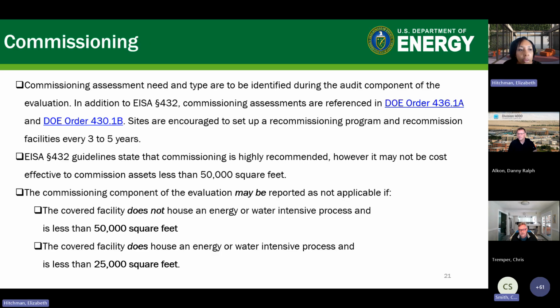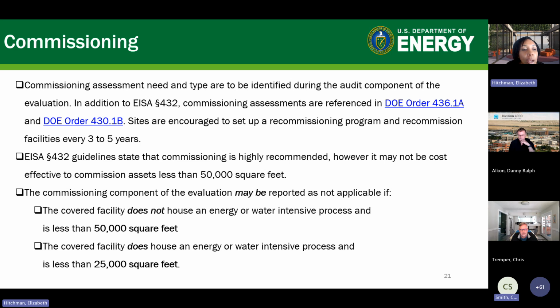Commissioning is probably one of the most important parts of doing an EISA audit. Commissioning assessment need and type are to be identified during the audit component. If you reference DOE Order 436.1A and 430.1B, sites are encouraged to set up a recommissioning program and recommission your facility every 3 to 5 years. However, if you are doing something like monitoring-based commissioning or continuous commissioning, which we'll describe, you more than likely would not necessarily have to do recommissioning.